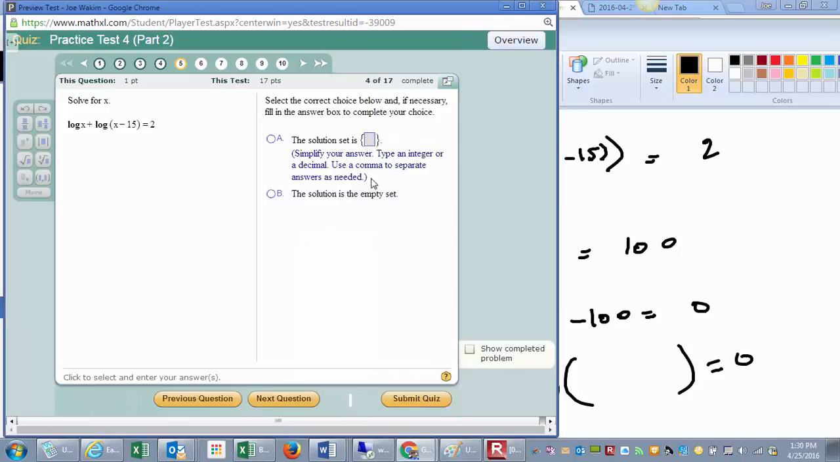Simplify your answer. Use comma to separate. Simplify your answer. Type an integer or a decimal.